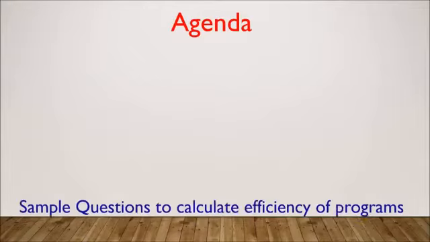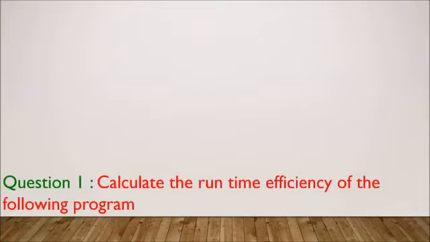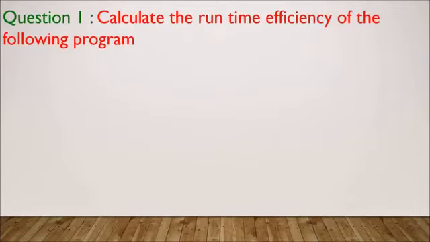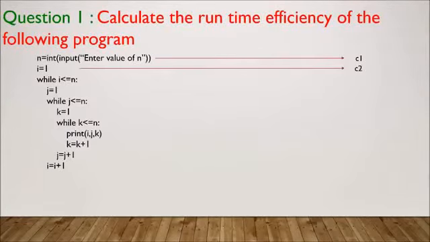Find the efficiency of the program. So we'll start with the very first program, that is, calculate the runtime efficiency of the program. This is the program. Now in this case you can see the first statement is taking input from the user, that will take some constant time. Let's take C1. Then the second statement is an assignment, again constant time, say C2.